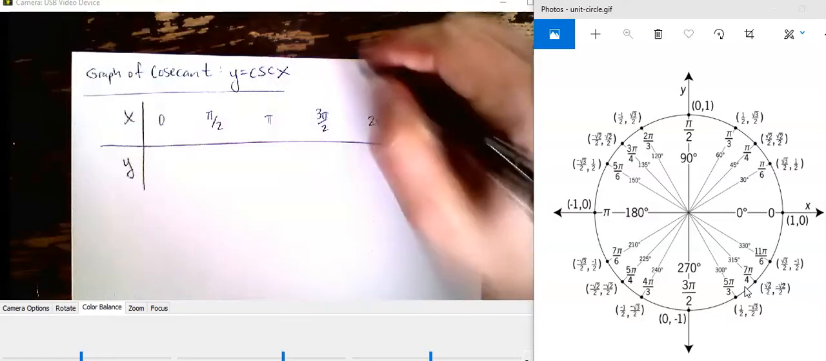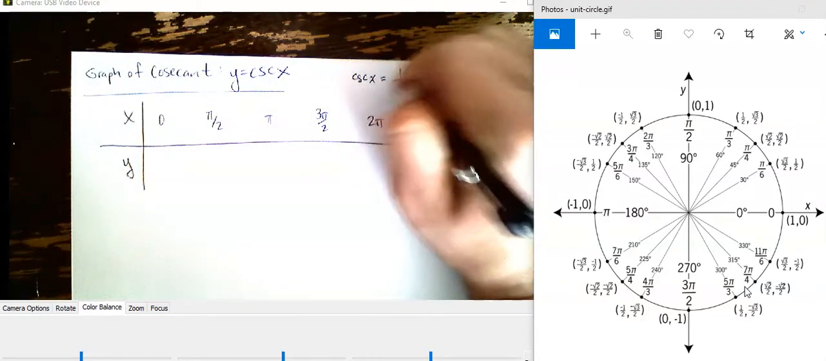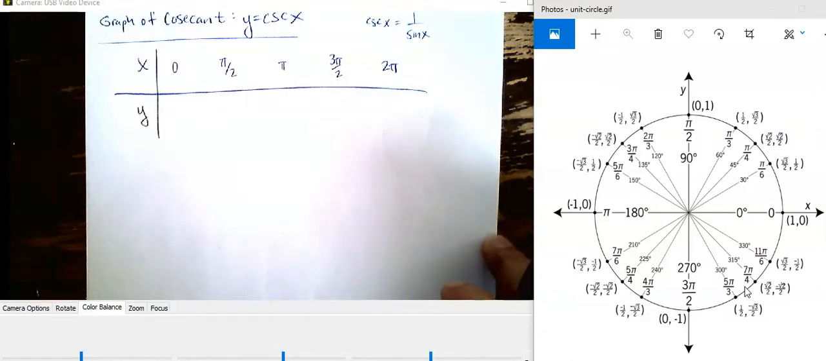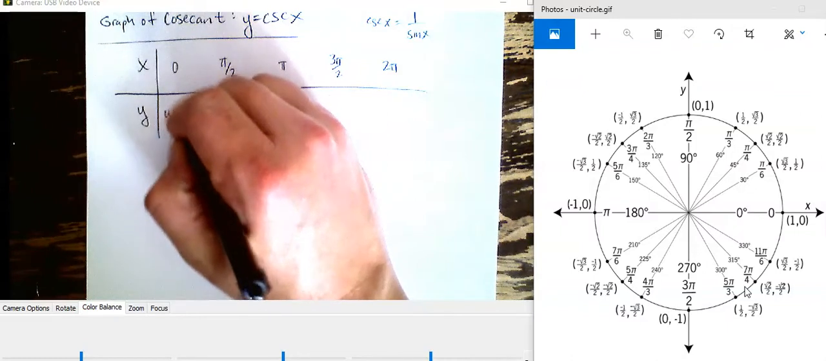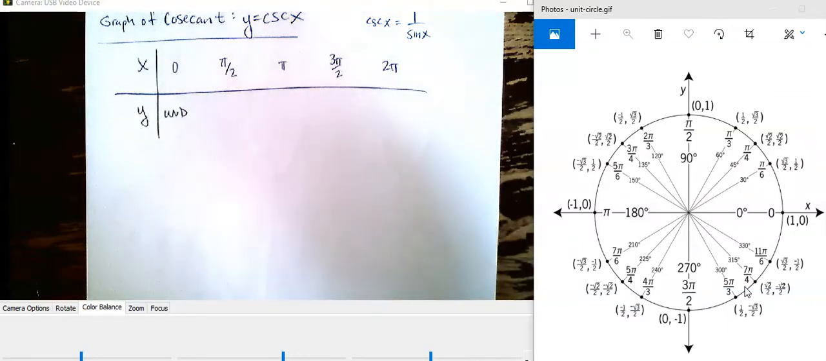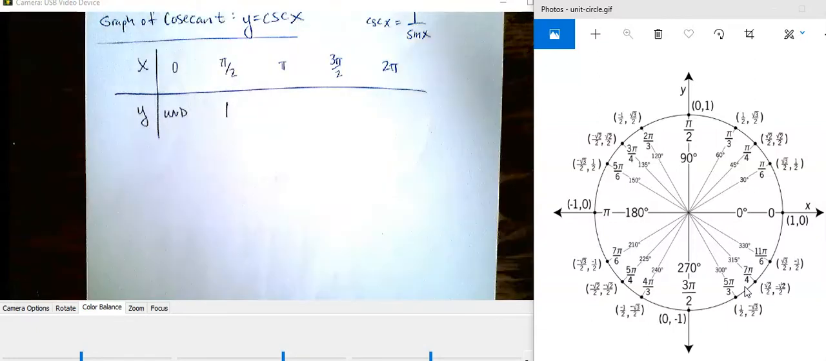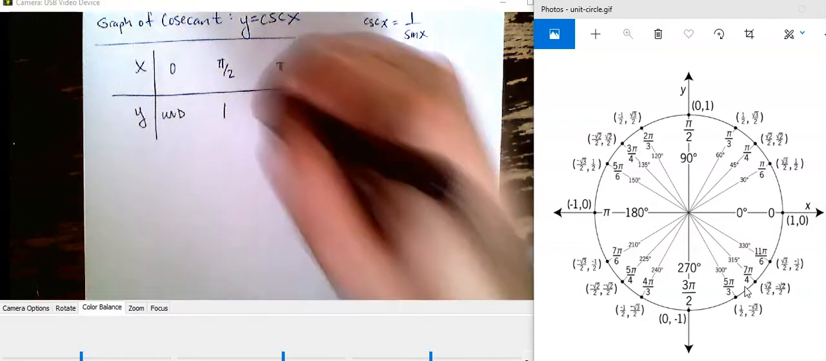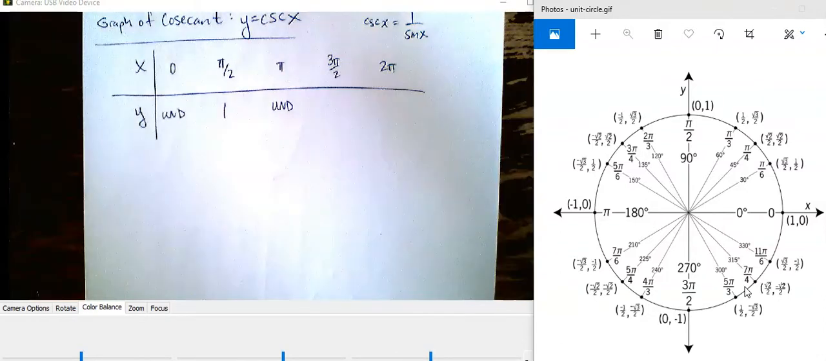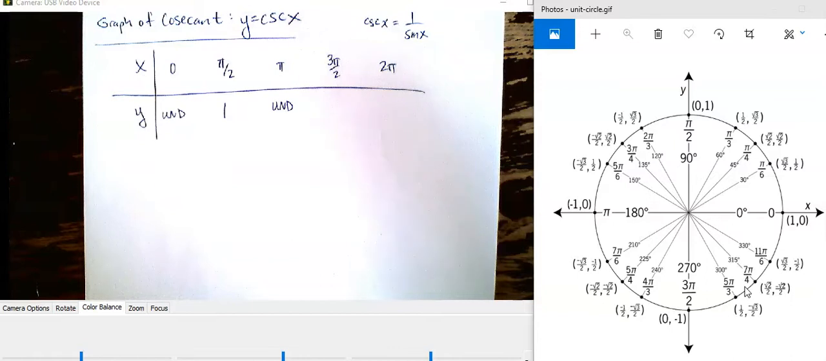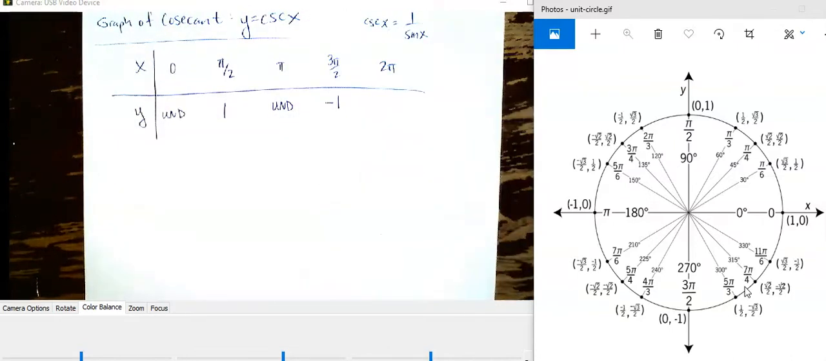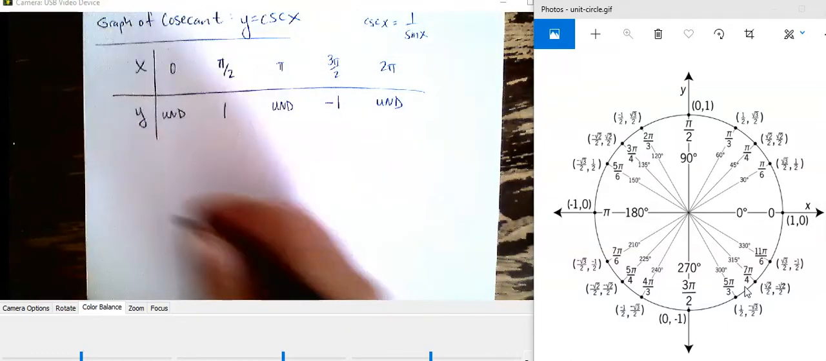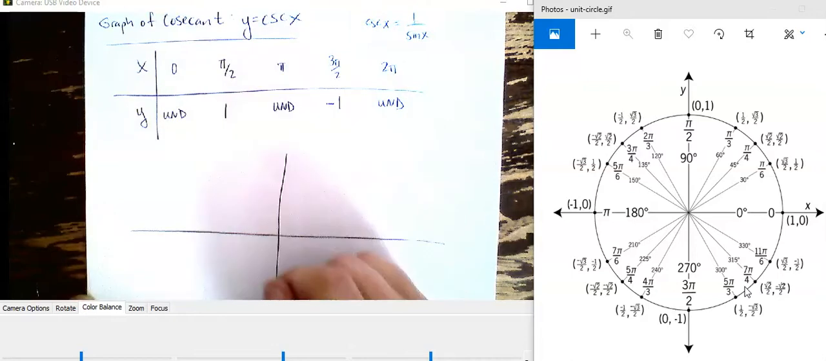So remember that cosecant is equivalent to 1 over sine. So at 0, sine is 0, so undefined. At pi over 2, sine is 1, so cosecant is also 1. And at pi, sine is 0, so we get undefined again. At 3 pi over 2, we're at negative 1, so cosecant will be negative 1 as well. And we're back to undefined. So let's see if we can generate this graph.